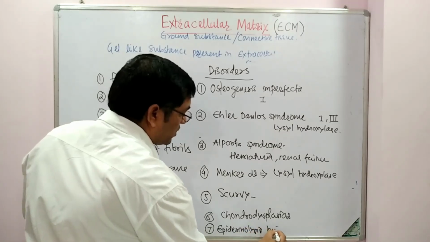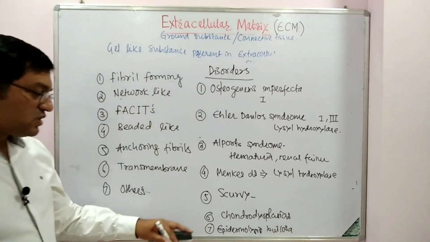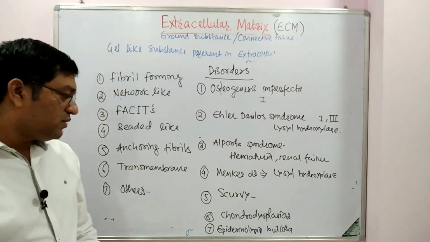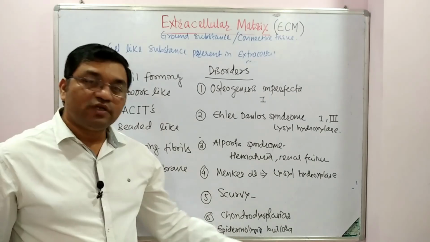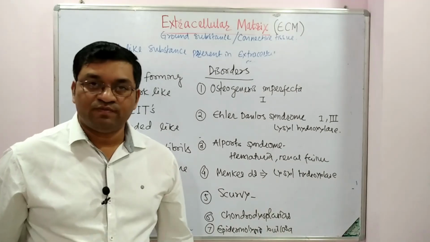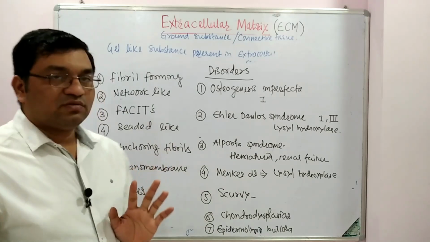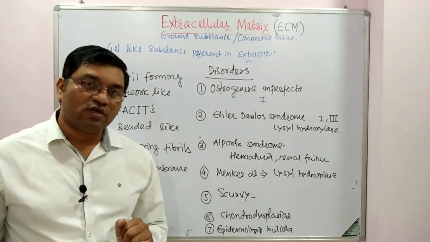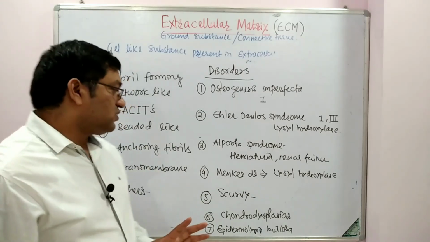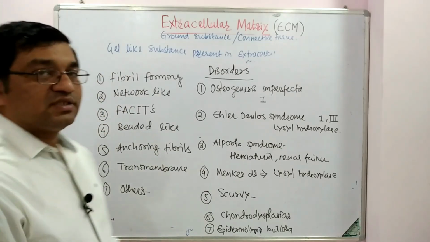In epidermolysis bullosa there is easy rupture of the skin and blister formation with minor trauma. It is due to a defective gene for collagen 7. So these are the various disorders related with collagen in the extracellular matrix. Now coming to the second component of the extracellular matrix, that is elastin.